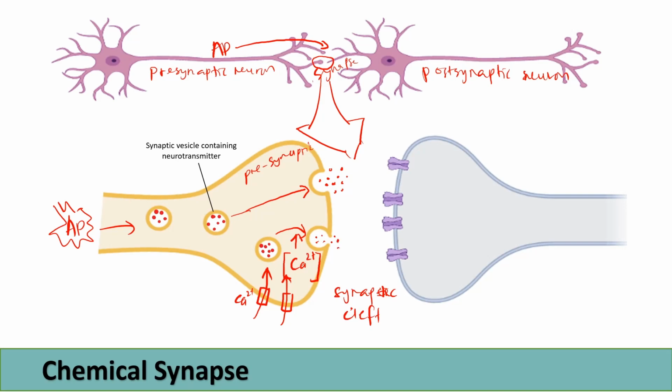So what happens next? The neurotransmitter will then bind to the ligand-gated ion channel in the postsynaptic membrane. This is the postsynaptic membrane. The neurotransmitter will diffuse and bind to this receptor, which causes the opening of the ion channel and the diffusion of ions across the membrane. This is how a neuron transmits an impulse from one neuron to the next.